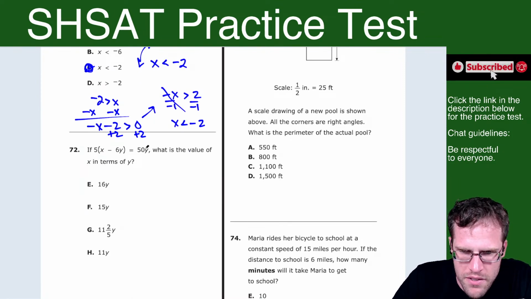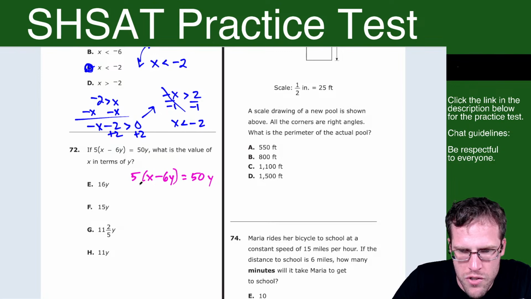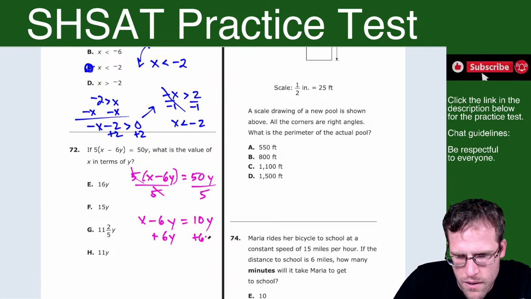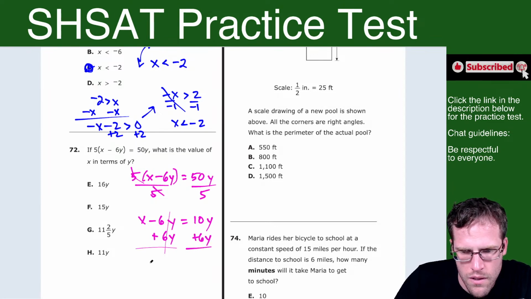If 5x minus 6y is 50y, what is the value of x in terms of y? All right, so this one, I'm going to write it over here. I just did a video recently on 100 linear equations, and we could distribute, or we could go like this. Divide both sides by 5, you get x minus 6y equals 10y. And then just add 6y. And you're golden. X equals 16y. So what is the value of x in terms of y? 16y.